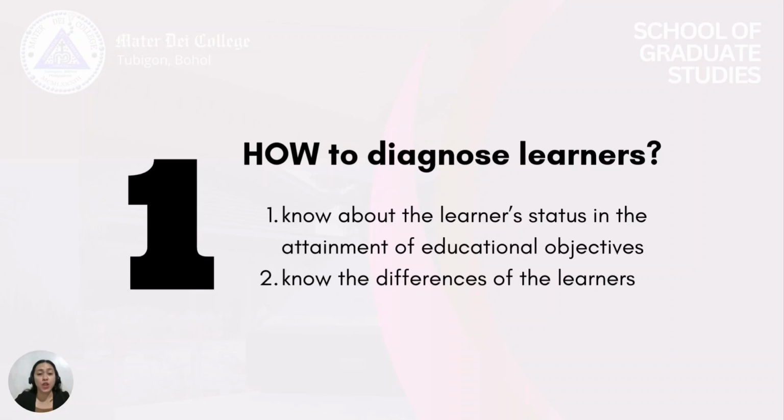2. Know the differences of the learners. This includes their mental system, approaches to problem solving, functioning of their intelligence, interest span, social maturity, enthusiasm, creative urges, and areas of conscious interest.